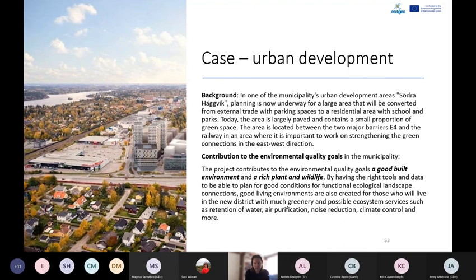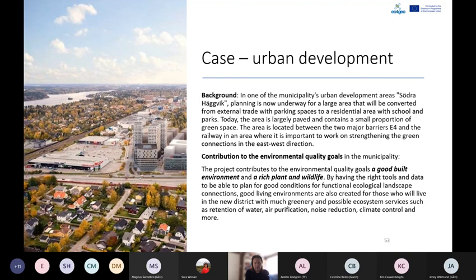A large area is going to be transformed from what is currently an external trade area. Most of it is built up, and the green spaces are very sparse. So this is going to be transferred to a residential area with schools and parks and so on. The proportion of the green space is very small. There are also some major barriers, like the big European road and also the railway.